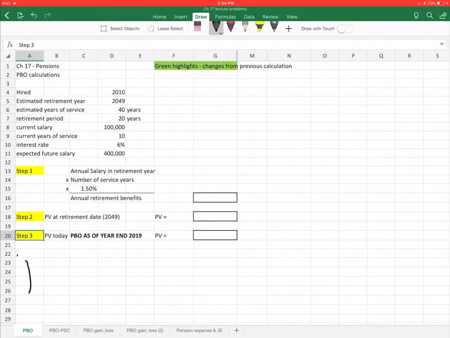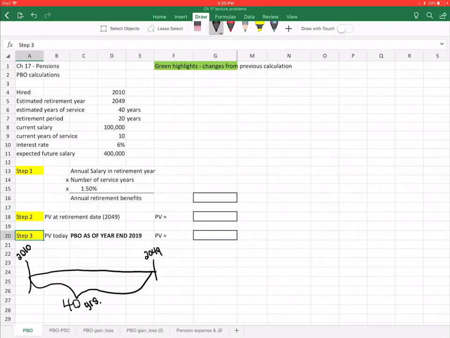In 2010, Jessica Farrow started working. She is expected to retire in 2049. So that is the 40 total years of service. 40 years, right? That's the whole period of time that she's planning on working for our company, right?